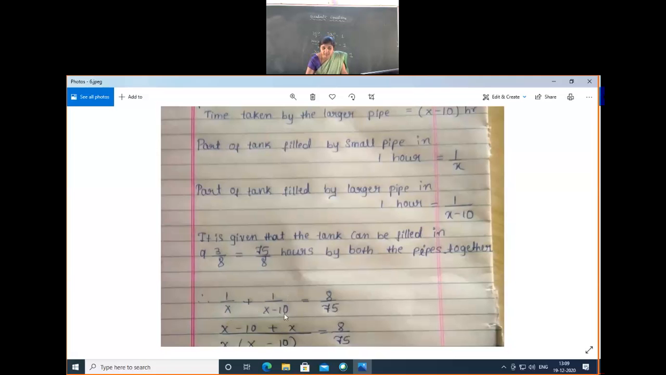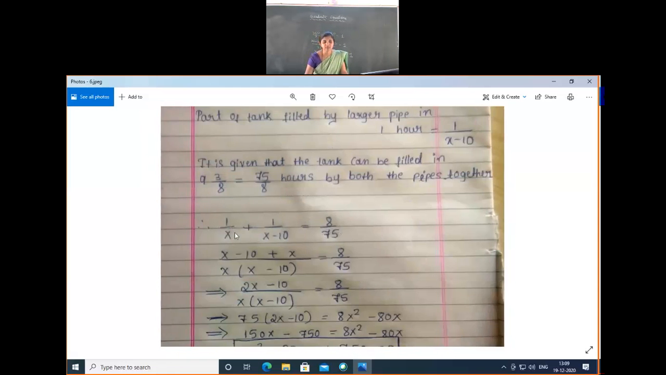1/x plus 1/x minus 10 is equal to 8/75. So got the idea, no? So in 1 hour, we have turned on the small pipe and the larger pipe together. So how much gets filled in 1 hour? 8/75. Okay, so 8/75. Why 8/75? Here 75/8 is there. When we convert it to 1 hour, it becomes 1 divided by 75/8, that is 8/75. So now same step, 1/x plus 1/x minus 10 is equal to 8/75.